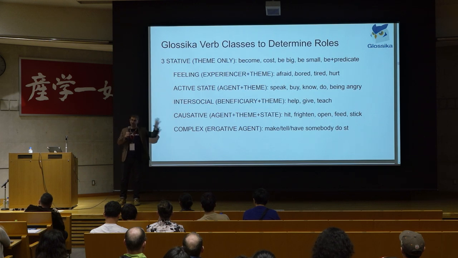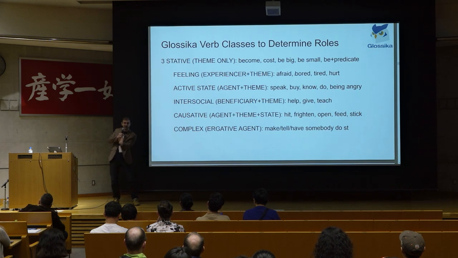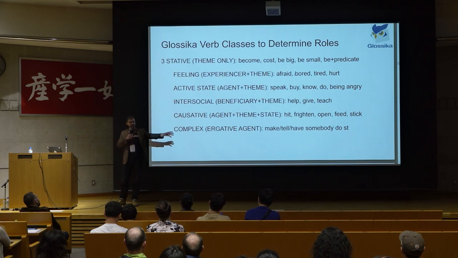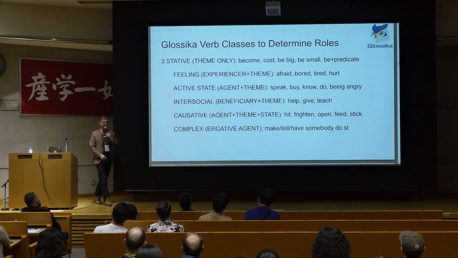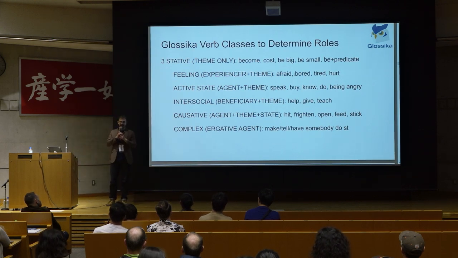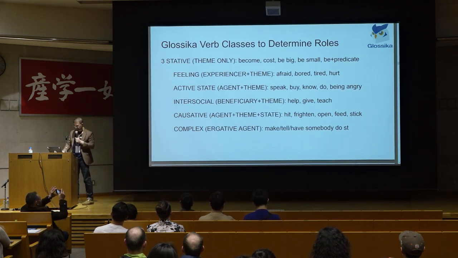I say, I closed the door shut. And then English speakers will actually move that up and make it into a new verb, which it originally wasn't in English. I shut the door. They use the final state as a new kind of verb form. You'll notice that English speakers do this over time. They start moving things from a final state into the verb position where it never was a verb before. So the complex ergative agent: make, tell, have somebody do something. This is where you're adding valency onto the verb.